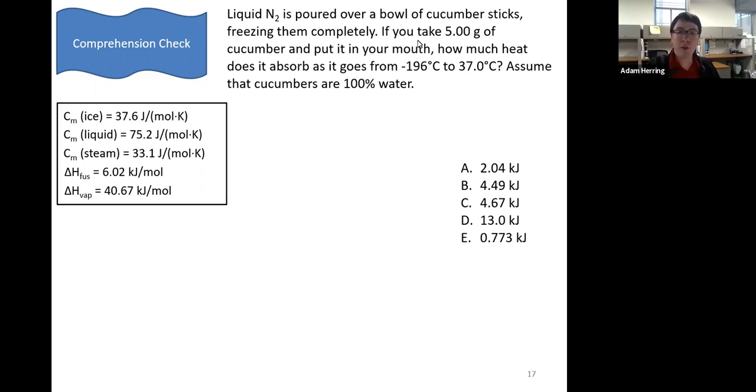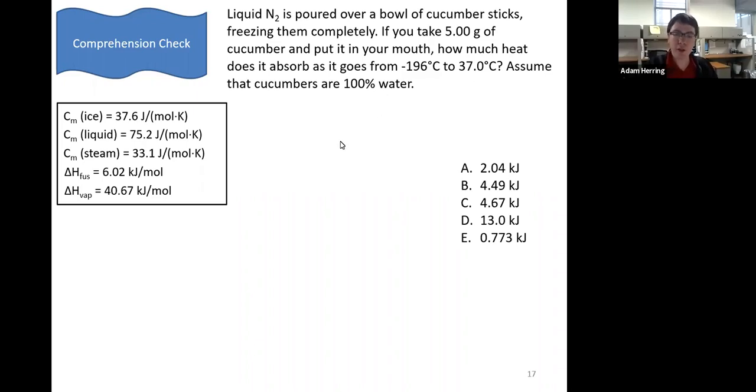Welcome back. So in this question, we have liquid nitrogen, and this time instead of putting it over some marshmallows, we are pouring it over some cucumber sticks, and that freezes them. We have 5 grams of cucumber we put in our mouth. We want to know how much heat will it absorb when it goes from negative 196 Celsius to 37 degrees Celsius. Again, from the boiling point of the nitrogen to our body temperature, assuming that cucumbers are 100% water. Well, making the assumption that it's 100% water allows us to use the heat capacities of water, as well as the heats of fusion and vaporization of water.